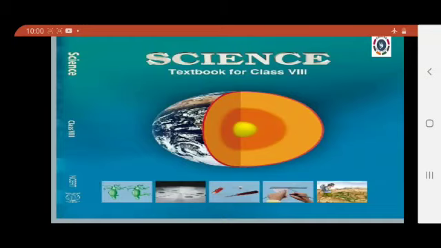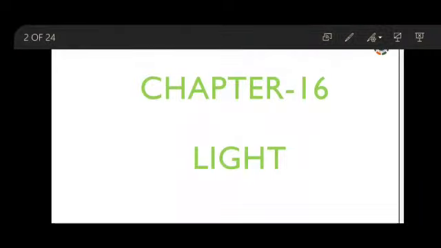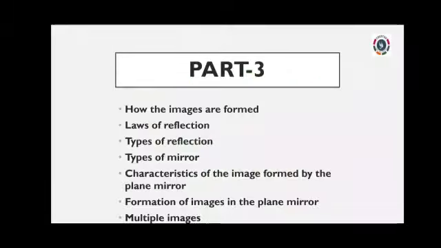We are seeing chapter 16, light. We have seen some basic things about light in the previous part 2 and part 1 sessions. In this part 3 session, we are going to see further more about light. Let's see what the part 3 session covers.